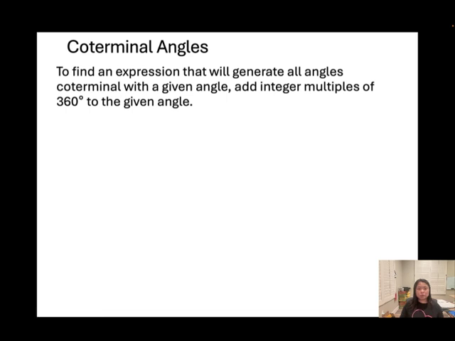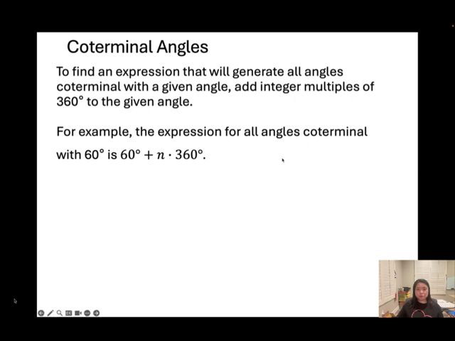Coterminal angles. To find an expression that will generate all angles coterminal with a given angle, add integer multiples of 360 to the given angle. So for example, if I want to find the angles coterminal with 60 degrees, then we have this general formula: 60 degrees, the theta, plus n times 360.